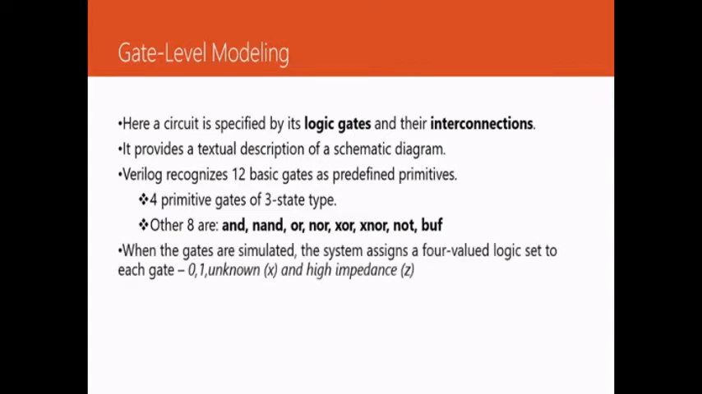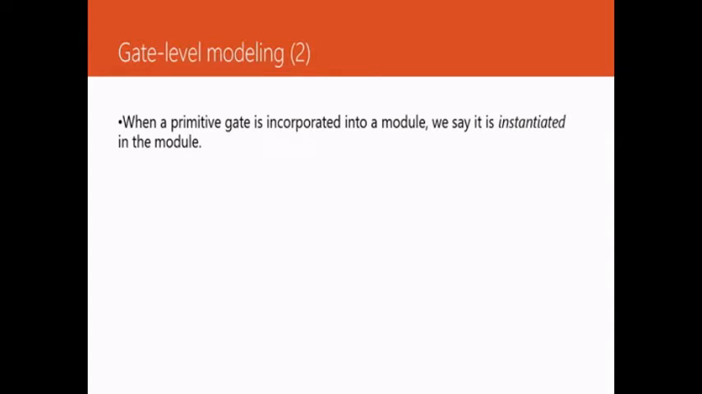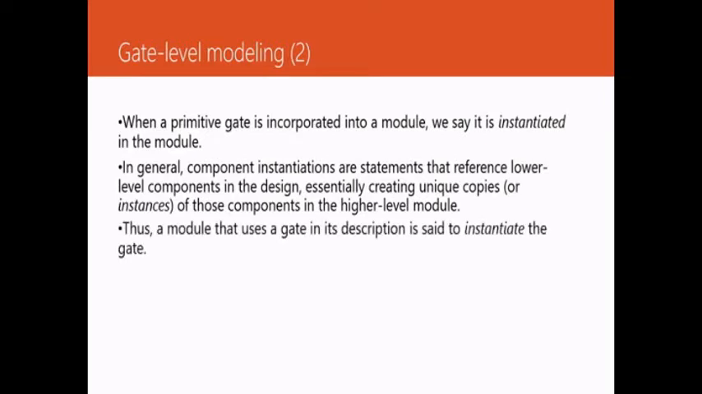When the gates are simulated, the system assigns a 4-valued logic set to each gate: 0, 1, unknown or X, and high impedance or Z. When a primitive gate is incorporated into a module, we say it is instantiated in the module. In general, component instantiations are statements that reference lower level components in the design, essentially creating unique copies or instances of those components in the higher level module. Thus, a module that uses a gate in its description is said to instantiate the gate.